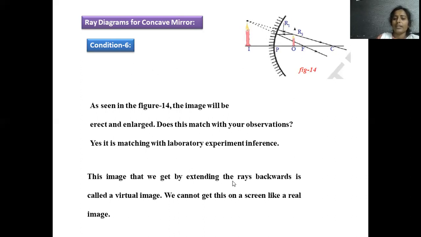This image, which we get by extending the rays backward, is called a virtual image. We can't get this on the screen like a real image. So below this curvature, we are not able to get this kind of image. Hence, you can say it is a virtual image. In all the remaining cases, you are getting the image below this concave lens only. But in this case, you are getting it behind the concave lens, so this is a kind of virtual image.